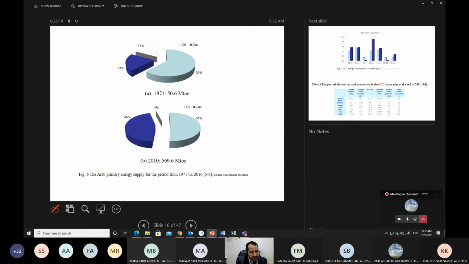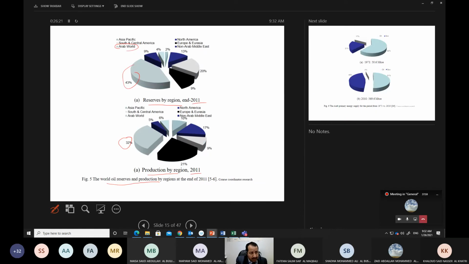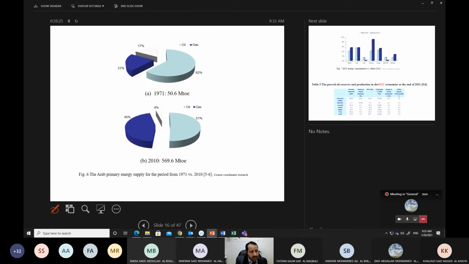This is Arab primary energy. I mentioned the amount of reservoir and amount of production, but here I'm referring to the Arab amount only. It contains mainly oil and gas. You can see 62% in 1971, while in 2010, 51% gas, an increase. This tells me that there is a good production industry of natural gas in the region. Qatar is leading in this direction. Oman also has potential.